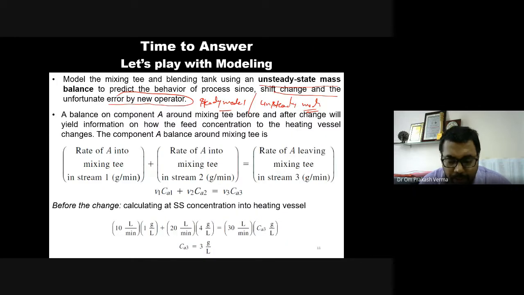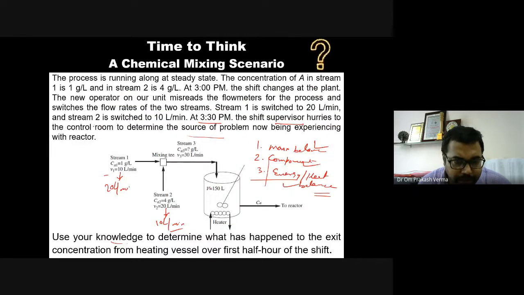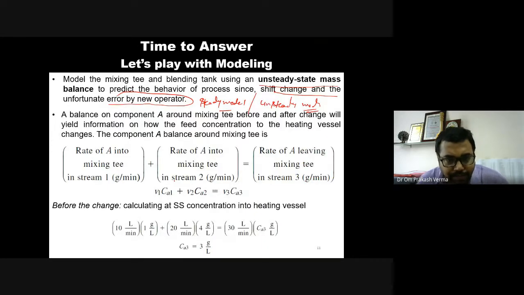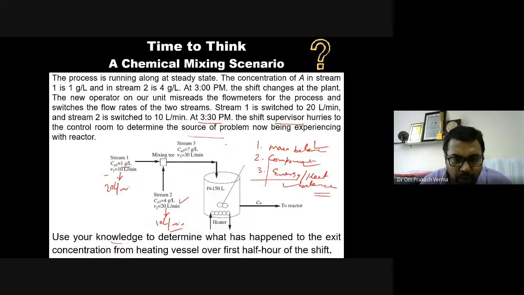Now the concentration entering at stream 1 is 1 gram per liter. However, in the second case, it is 4 grams per liter. Now we try to write the component balance. What is the component A balance around the mixing tee? Whatever is entering from stream 1 plus stream 2 is equal to stream 3. Yes or no? Stream 1 plus stream 2 equals stream 3.